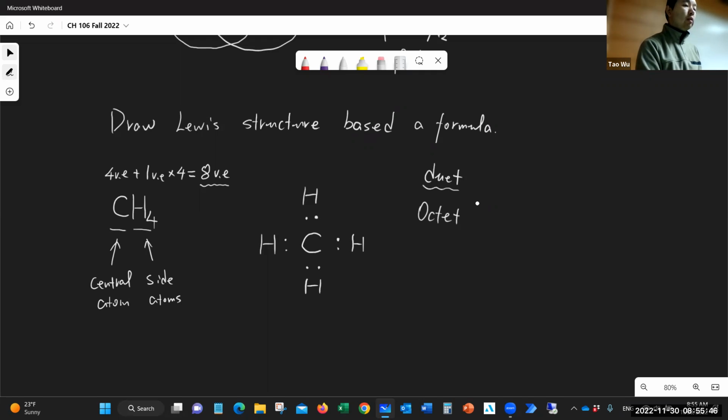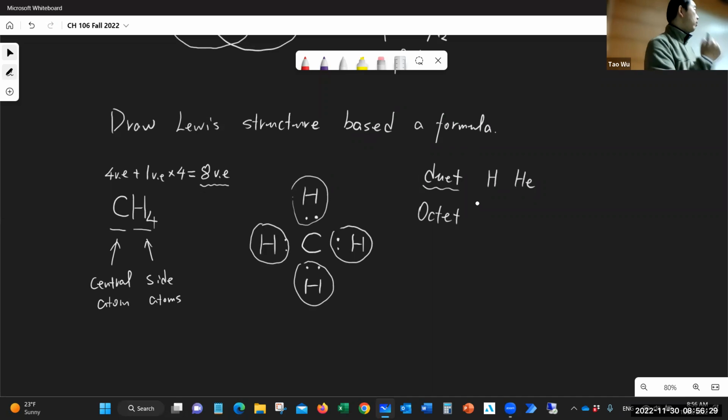So what does duet mean? Duet is only for hydrogen and helium, the first period elements, which only have 2 electrons. They only have the 1s orbital, and the 1s orbital only holds 2 electrons. As long as they have 2 electrons, they will be stable. For example, this hydrogen already has 2 electrons, so it is stable. This hydrogen also has 2, this one has 2, this one has 2. So each hydrogen is stable because they follow the duet rule. They only need 2 electrons. That's the maximum for hydrogen.